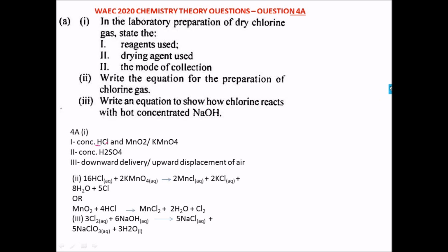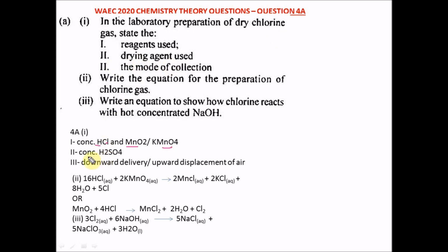In the laboratory preparation of dry chlorine gas, state the reagents used, the drying agent used, the mode of collection, the equation showing the preparation of chlorine gas, and how chlorine reacts. So here, the reagents used are concentrated HCl and manganese dioxide or potassium manganate(VII). We can react concentrated HCl with either of these. So those are the reagents used when you want to prepare dry chlorine in the lab.